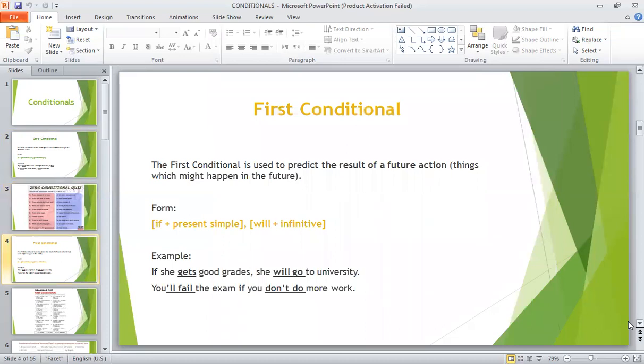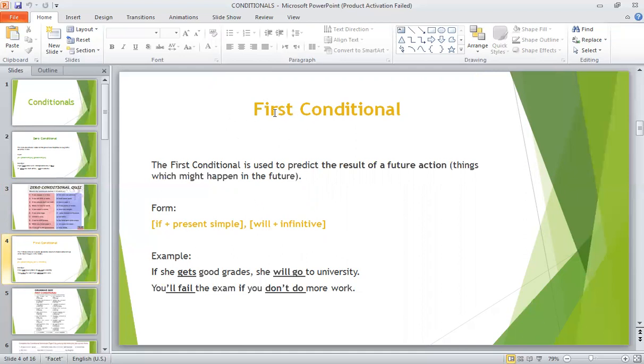The first conditional is used to predict the result of a future action, things which might happen in the future. So when we predict things which might happen in the future, possible to happen, not impossible, we use the first conditional. The if clause is present simple tense and the other clause is will plus infinitive. So present and will. This is first conditional.